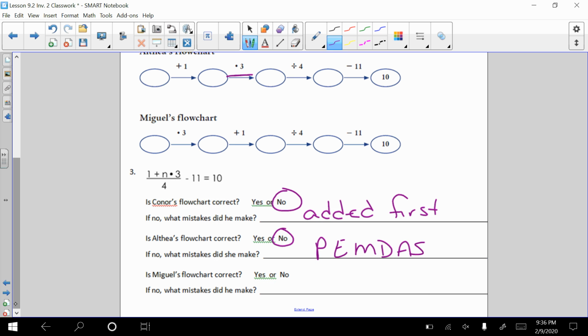Now look at Miguel's. He says times 3 plus 1 divided by 4, subtract 11 to get to 10. Miguel would be correct. He followed all the rules of PEMDAS and order of operations in order to get to a solution.